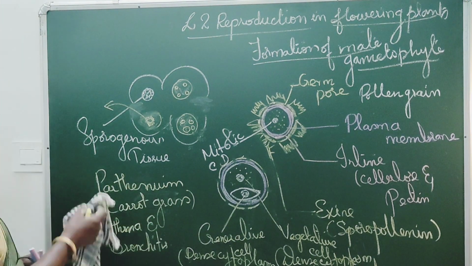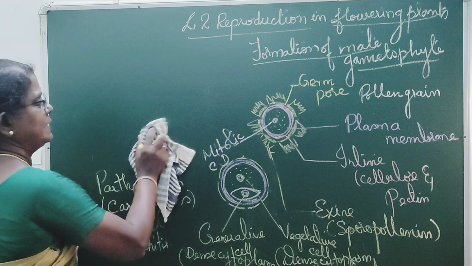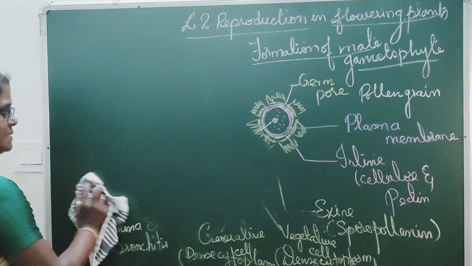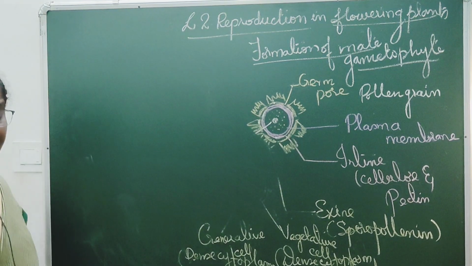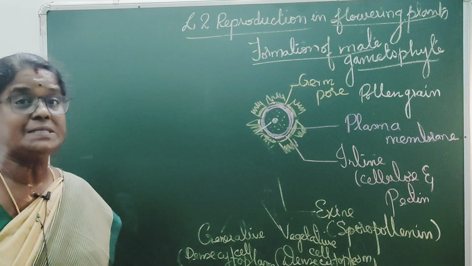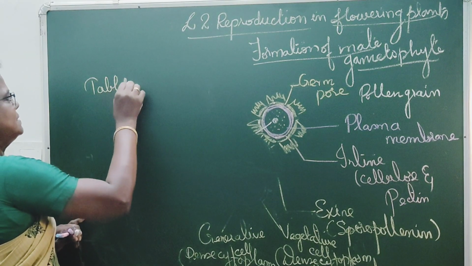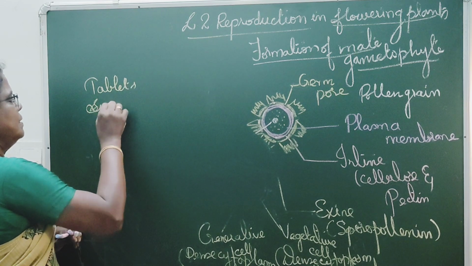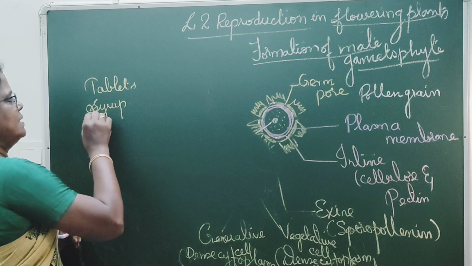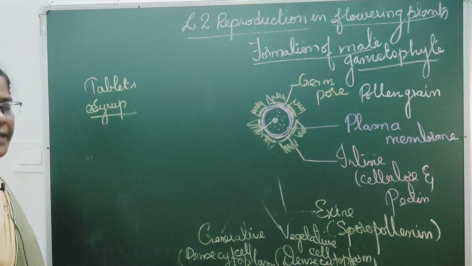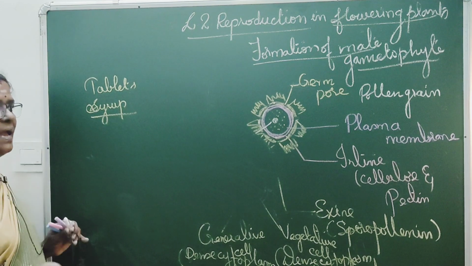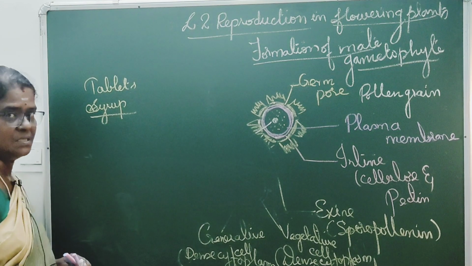This pollen grain has rich nutrients. Because it has rich nutrients, it is used in tablets and medicines. They are preparing it as tablets or syrup. Athletes are taking this. It is giving more energy to the athletes, and that is race hearts.